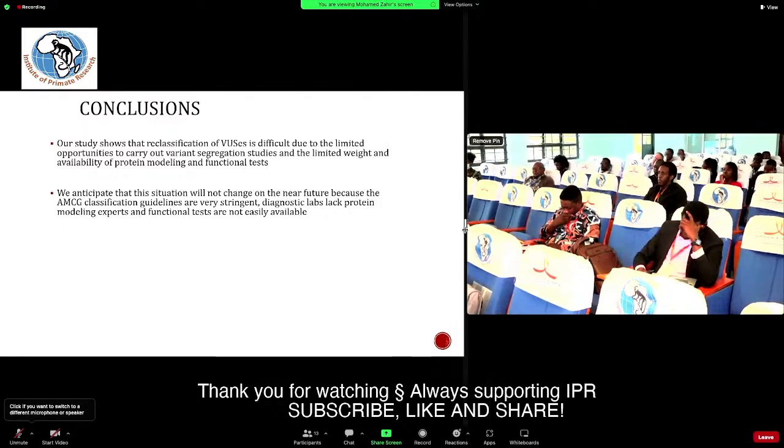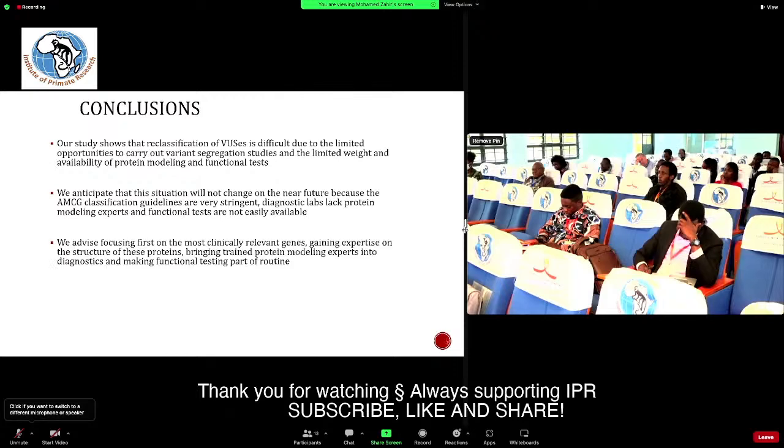We also anticipate that this situation is not going to change in the near future, especially because the ACMG guidelines are very stringent, and most of the diagnostic labs lack a protein modeling expert, and functional tests are not easily available. So to solve this issue, what we advise is you should focus first on the most clinically relevant genes, and you try and gain expertise on the structure of these proteins. And it is very important that protein modeling experts play a role in diagnostics, so that you make functional testing part of your route in diagnostics.